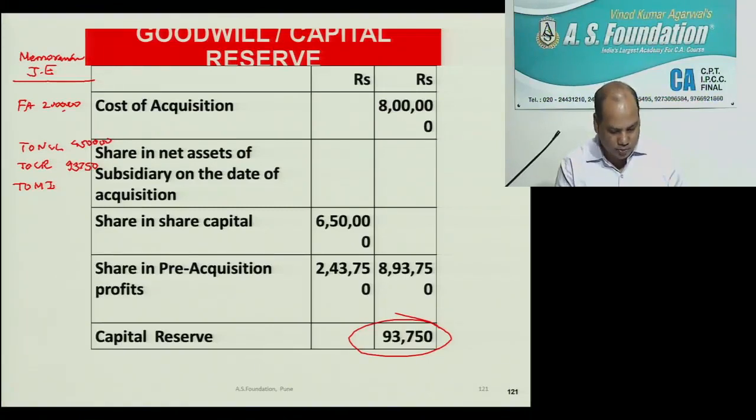Minority interest, we have not computed, or otherwise you can compute now. Take your Chinese calculator. What is the share in share capital of minority interest? 3,50,000 plus pre-acquisition profit plus post-acquisition profit. So what is the total of minority interest? 542,500.